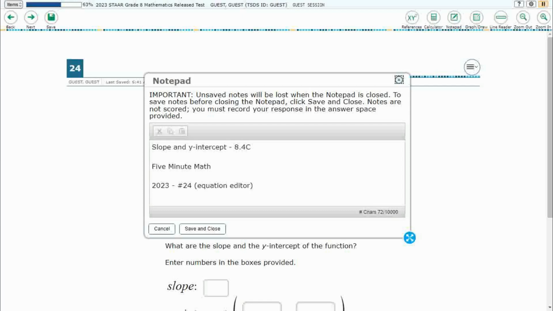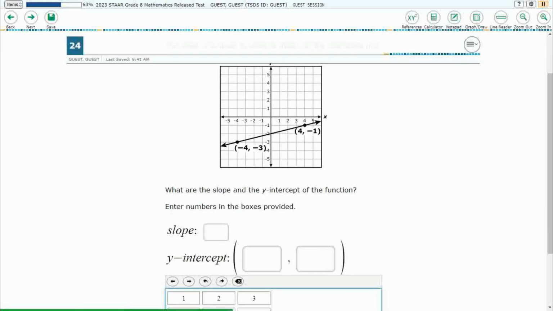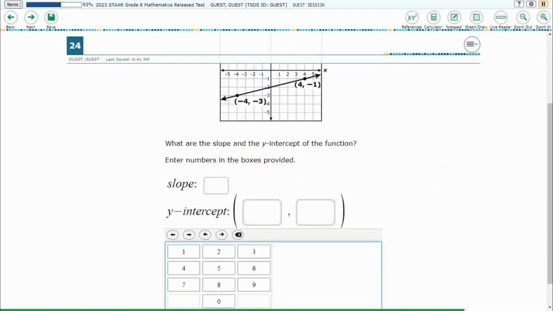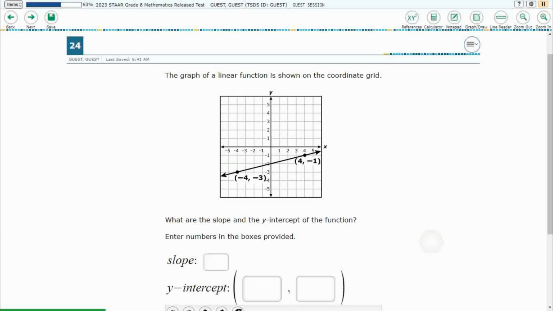Today we are looking at the 8th grade concept of slope and y-intercept. This is standard 8.4C in the great state of Texas, and we are using item number 24, which is a new item type called equation editor, off the 2023 released STAAR test. If you haven't done so already, please go ahead and take a moment to pause the video, work this problem out on your own, unpause it, and we will look at our answers together.